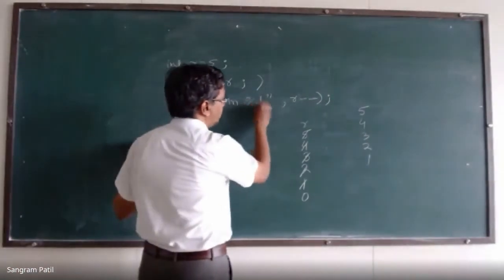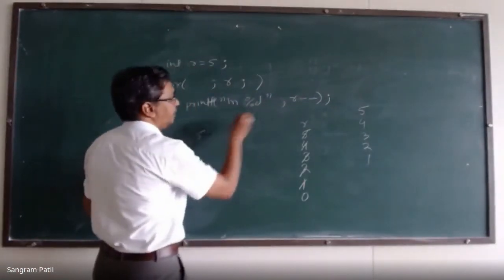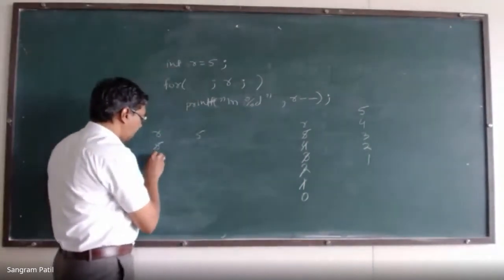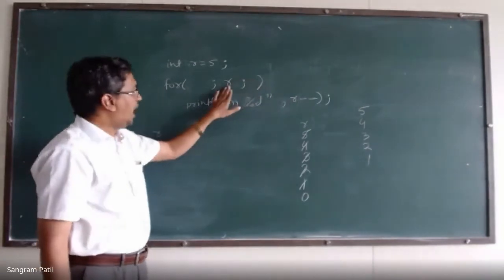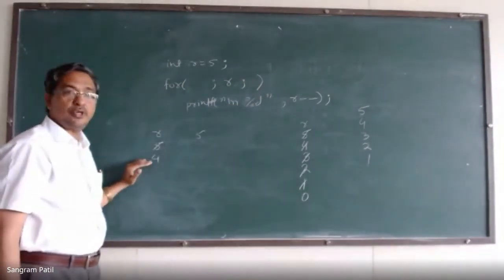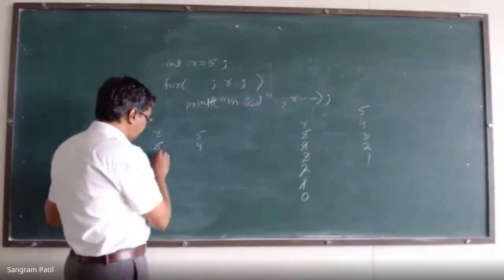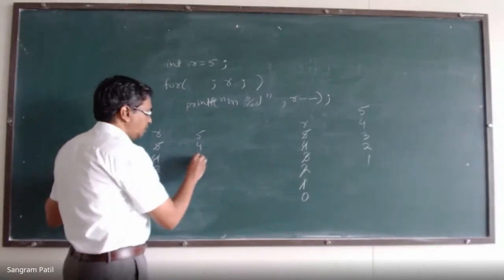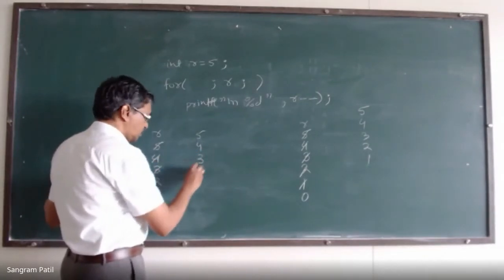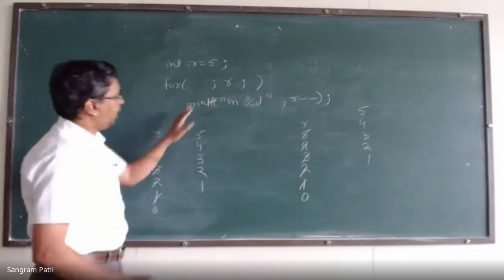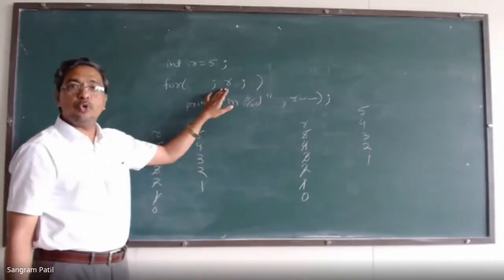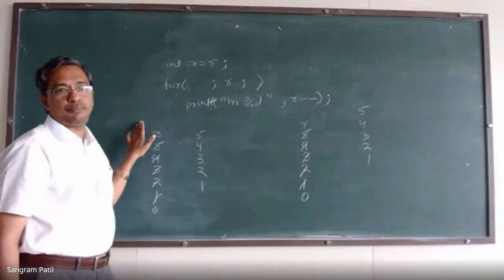Printf percentage r, so it will print 5, r minus minus, value of r becomes 4. Expression 3 is missing, r is non-zero, yes it is non-zero, so this will print 4, r minus minus 3, non-zero, yes. When it becomes 0, it will come here. R is non-zero, no it is 0, so it will come out of the loop.